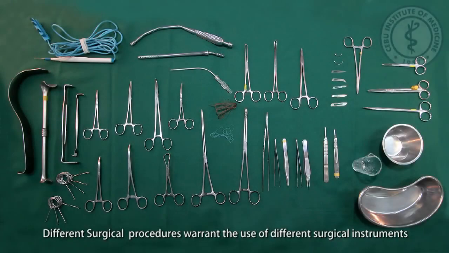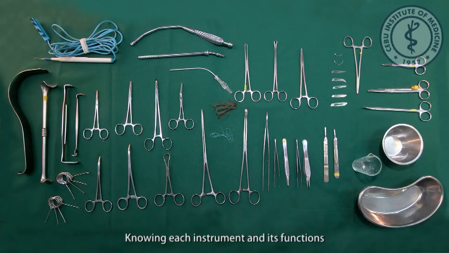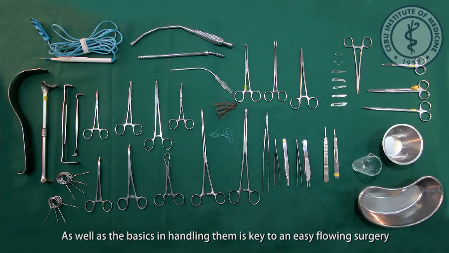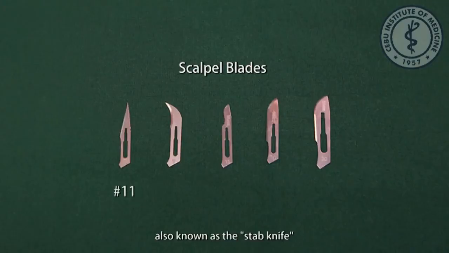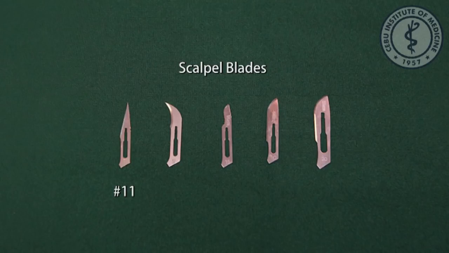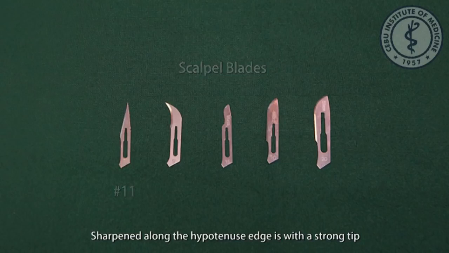Basic surgical instruments. Different surgical procedures warrant the use of different surgical instruments. Knowing each instrument and its functions, as well as the basics in handling them, is the key to an easy flowing surgery. Scalpel blades. Blade holder. Blade number 11, also known as the stab knife, with its elongated triangular blade sharpened along the hypotenuse edge, is with a strong pointed tip.